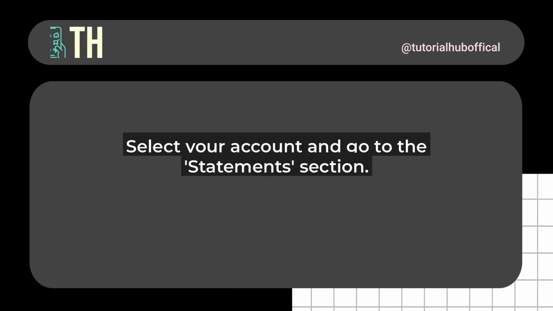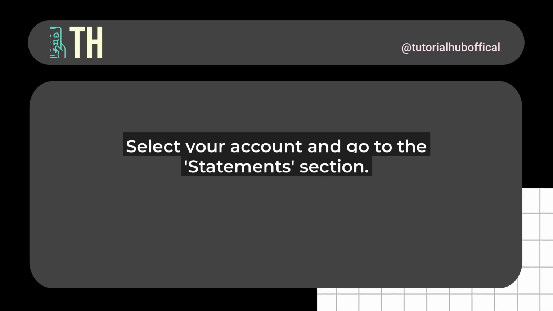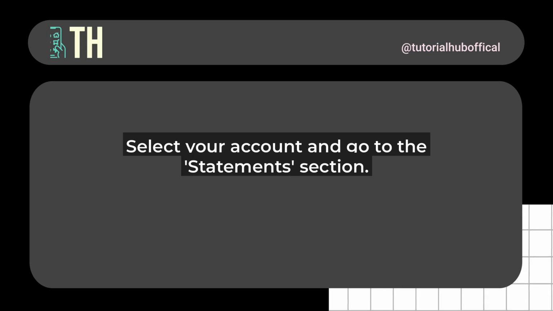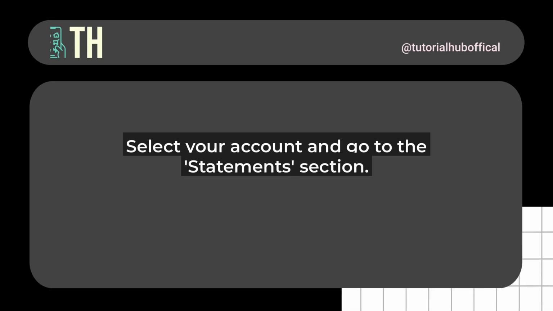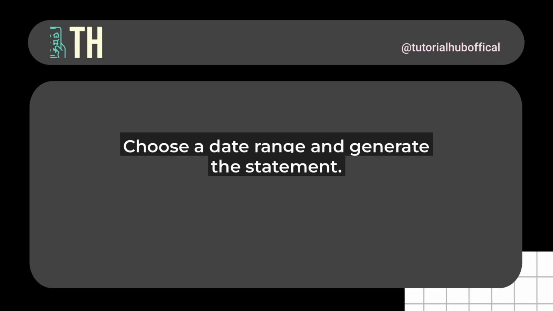Now, scroll down to the Statements section. It's usually right there, front and center for easy access. Click on View Statement and you'll be prompted to choose a date range. BPI Online now allows you to select custom periods, which is super handy for monthly reviews or tax purposes.